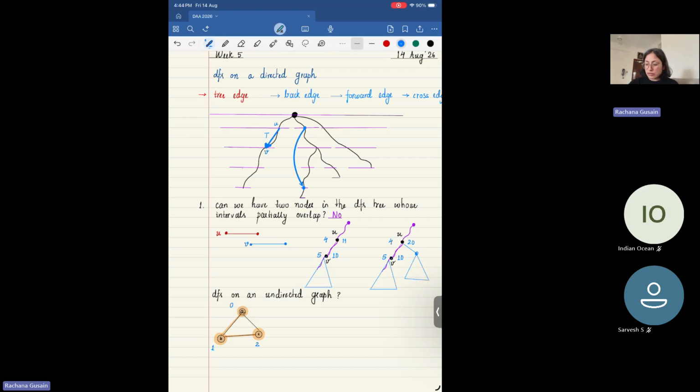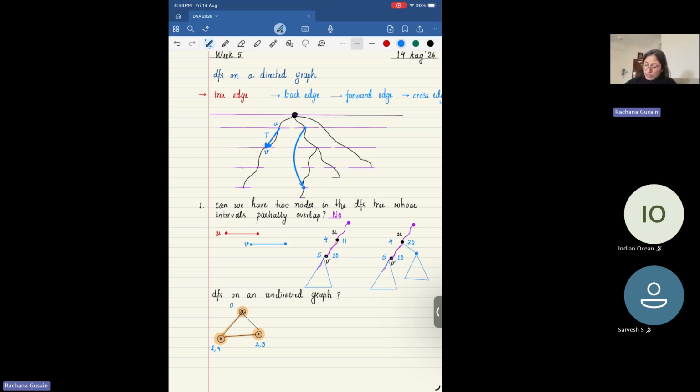Now, once I'm at C, I see that there are no more other nodes that we can visit. C has two neighbors, but both of them have already been visited. So we are done with C. Nice. We are done with C at time 3. Okay. I go back to its parent, which is B. And from B also, there are no other nodes to explore. So I'm done with B at time 4.